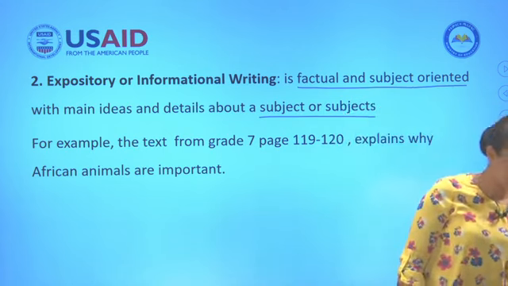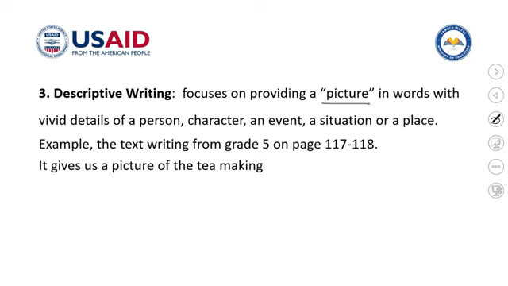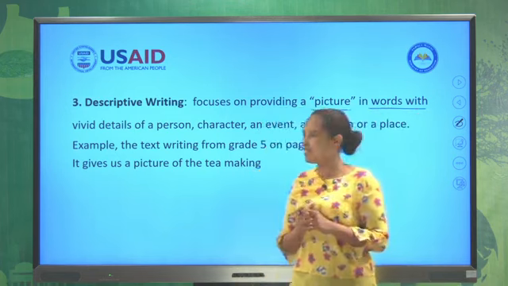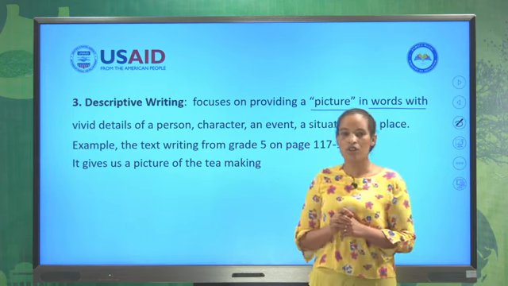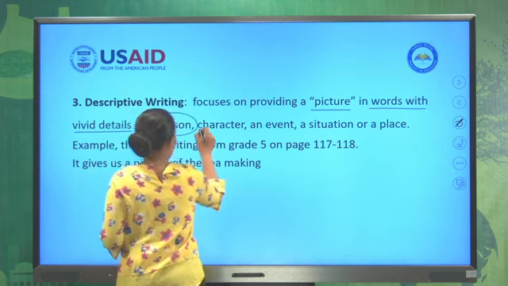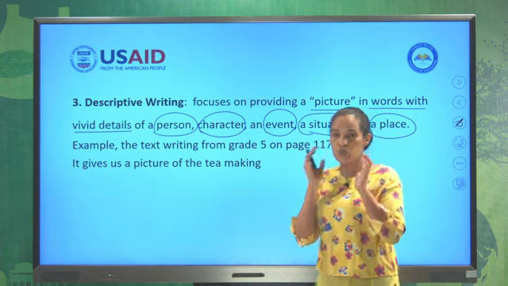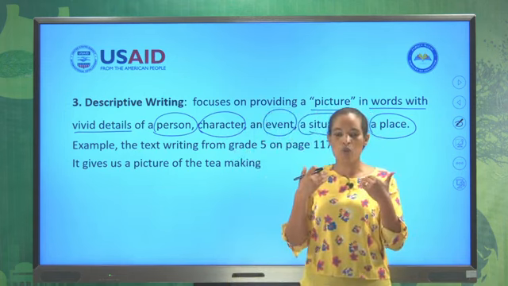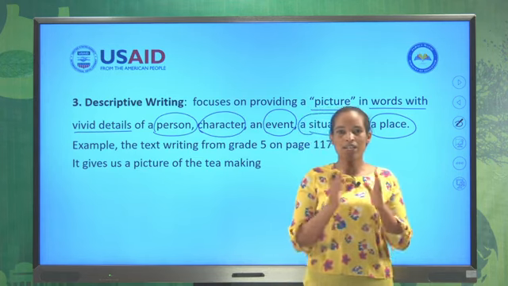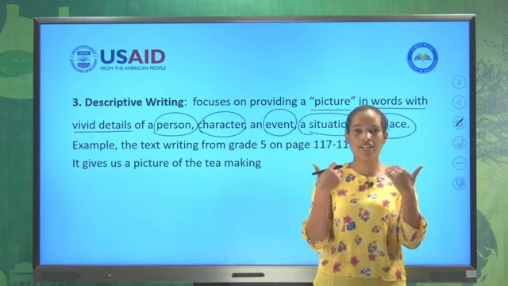Great, teachers. The third type of writing is descriptive writing. This type of writing focuses on providing a picture in words with vivid detail of a person, character, event, situation, or a place. It tries to make a picture or an image of what we are writing in the reader's mind. So, someone who is reading descriptive writing can easily take the picture or image of your topic in his or her mind.